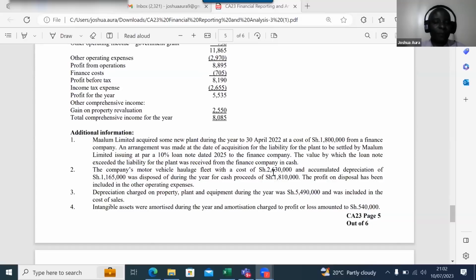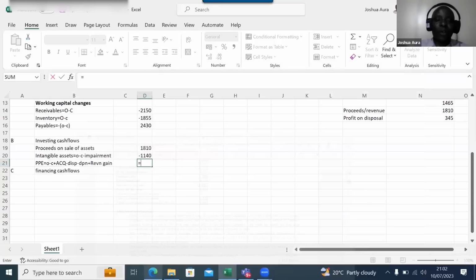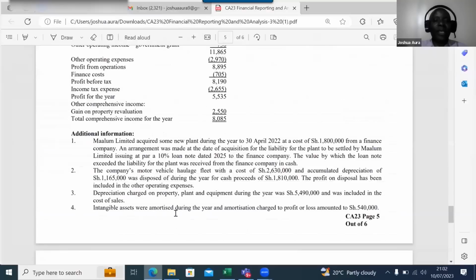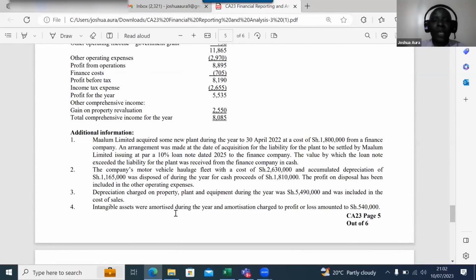Don't give me the profit on disposal. I simply want the net book value. Profit cannot go to PPE. So the net book value is 2630 minus 1165, which is 1465. Now go back, ladies and gentlemen, to our Excel, for you to be able to see what we have. So we have depreciation, and do we have any revaluation gain?